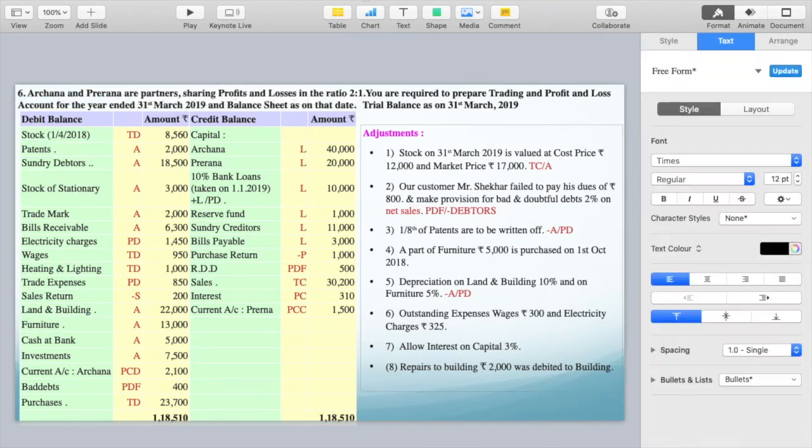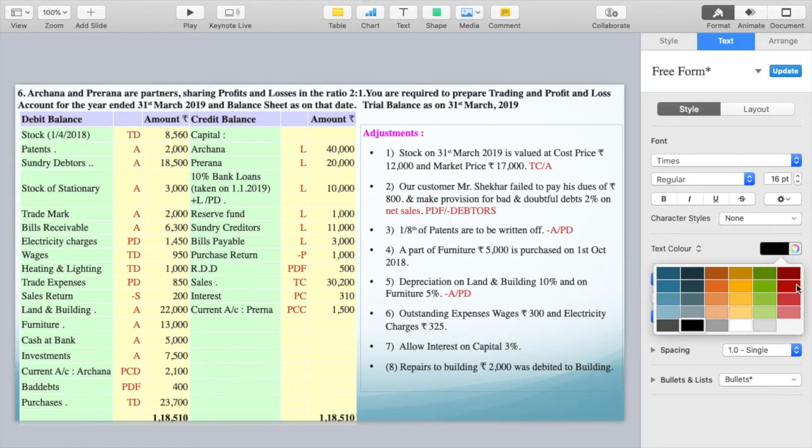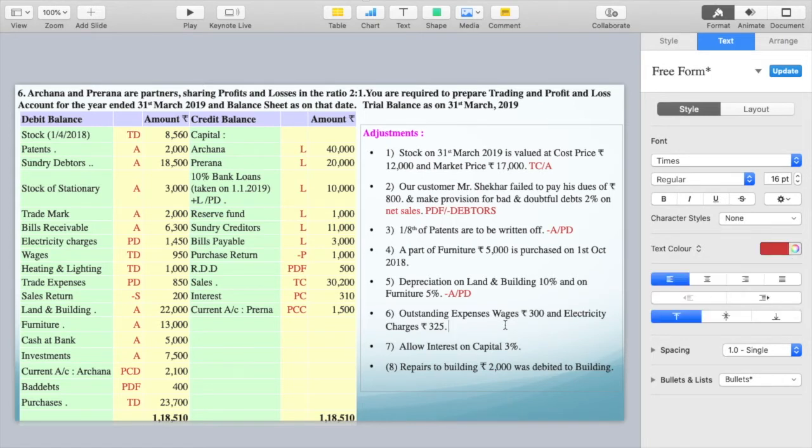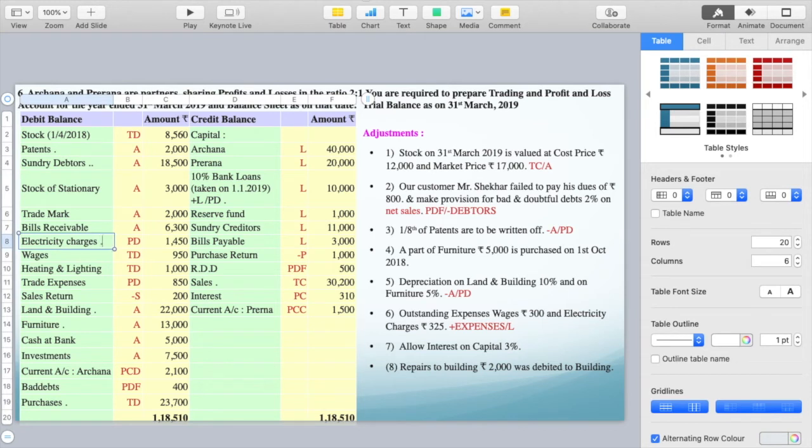I'm putting it up. Outstanding expenses, wages rupees 300 and electricity charges rupees 325. So it's an outstanding expenses. Outstanding always add. So add to expenses. And second effect will go to liabilities. So put a tick mark on electricity charges and put a tick mark on wages.